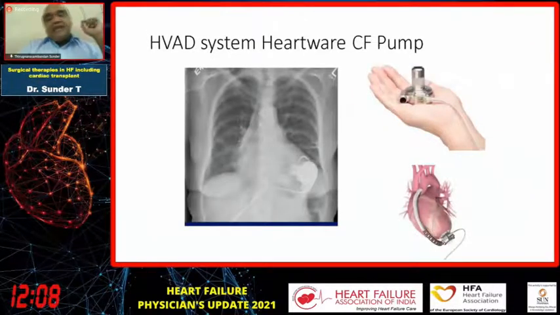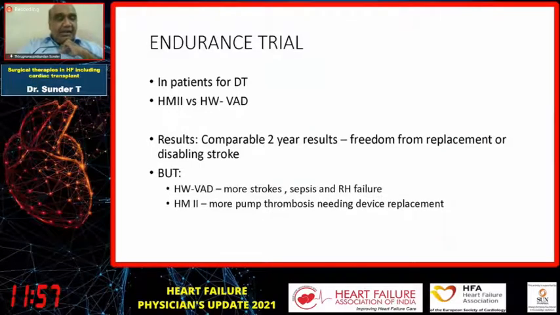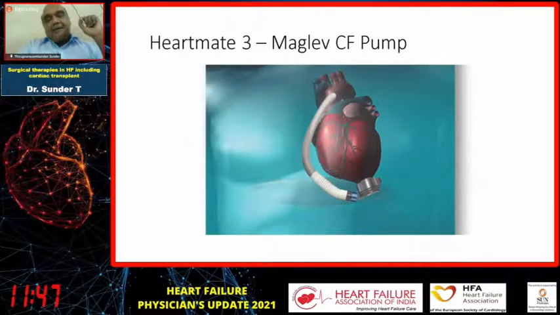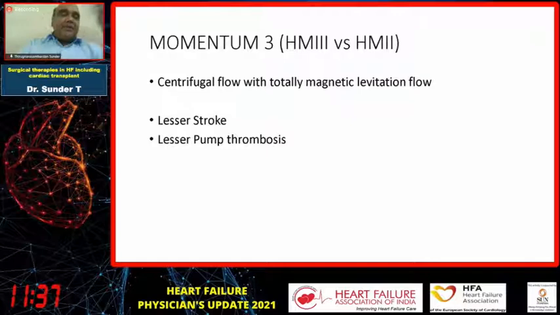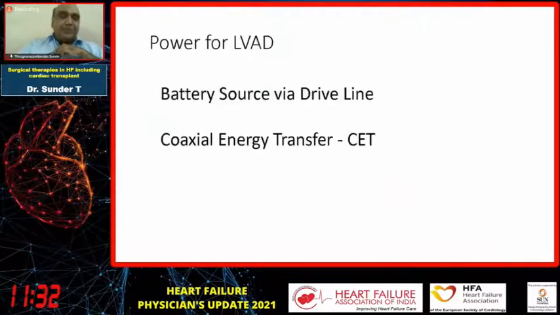Now these LVADs, or left ventricular assist devices, fit within a palm, and that is the chest x-ray showing a ventricular device in place. A couple of trials pretty much showed there are two major LVADs in the market, which is HeartWare and HeartMate 2. Both of them had pros and cons. Now this is a HeartMate 3, the latest one, which uses magnetic levitation for the centrifugal pump. The MOMENTUM 2 trial compared the previous generation HeartMate 2 with the current generation. The current generation has lesser stroke and thrombosis.